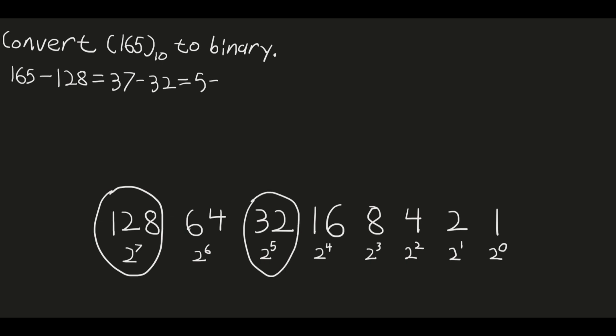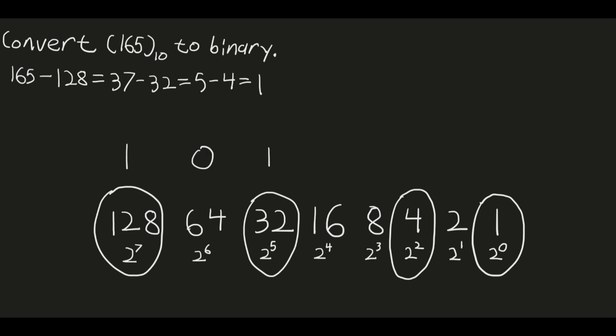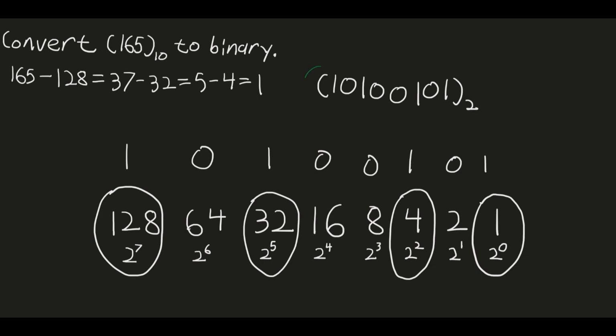Then, greatest number that isn't greater than 5, 4. 5 minus 4 is 1. And then we just have 1 left, so we could just circle 1 in the chart. Writing the ones and zeros above the chart, it would be 1, 0, 1, 0, 0, 1, 0, 1. And writing this out as a binary number, it would be 1, 0, 1, 0, 0, 1, 0, 1. And this will be our final answer.